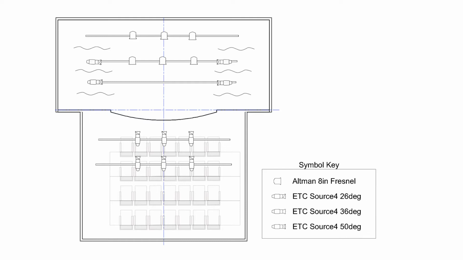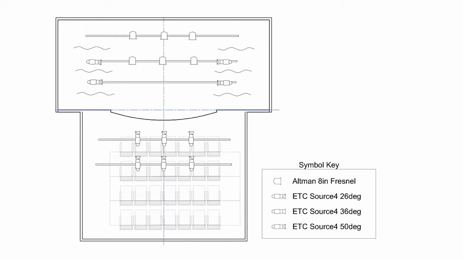So you'll see that there are lights that are each different flavor going on, right? Above the stage, we have some 8-inch Fresnels. Off to the stage left and right, we have some 50-degree Source 4s because they have those nice wide beam angles because they're a short throw close to the stage. And then over in the house, we have some 26-degree Source 4s. And you can identify them based on what the symbol looks like, okay? So that's your symbol key, pretty straightforward.